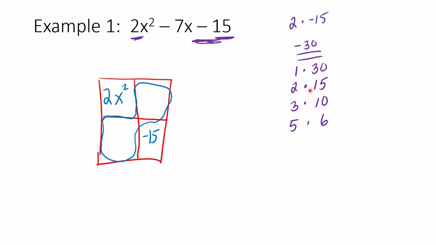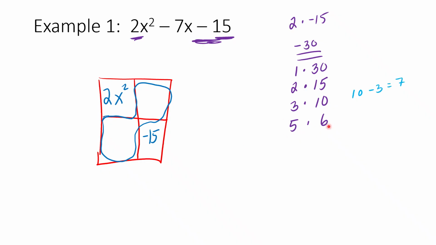2 plus 15 would give me 17, and if I subtract them, I could get a 13, but not a 7. 3 plus 10 gives me 13, but if I do 10 minus 3, I can get a 7. So 10 minus 3 does give me the 7, so that looks pretty good.